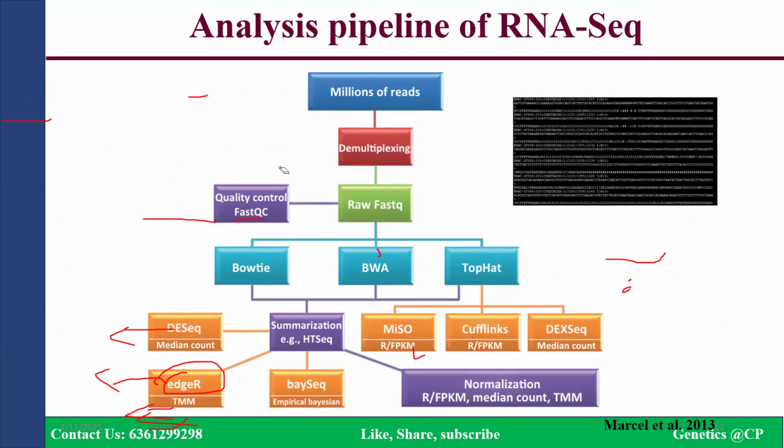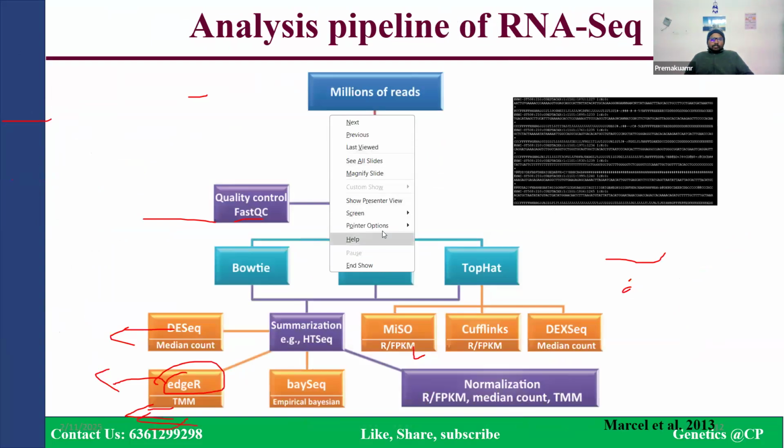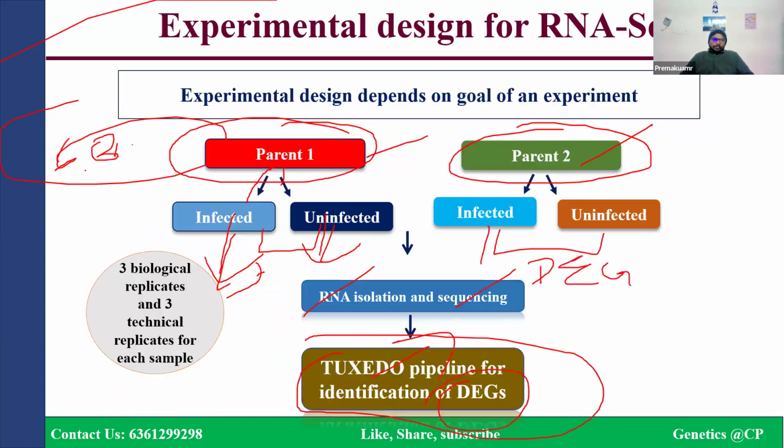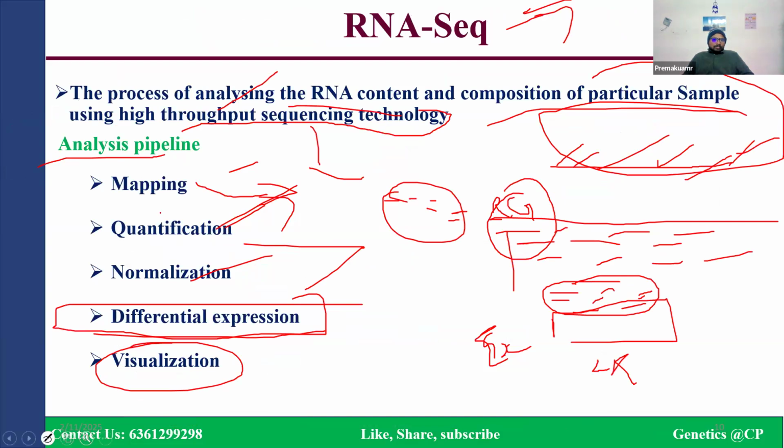Sir, what does pipeline mean, sir? See, this is the pipeline. First you have to sequence, then you have to do quality check, then alignment, then quantification. First you do mapping, quantification, normalization, differential expression, and visualization. This is the pipeline actually.